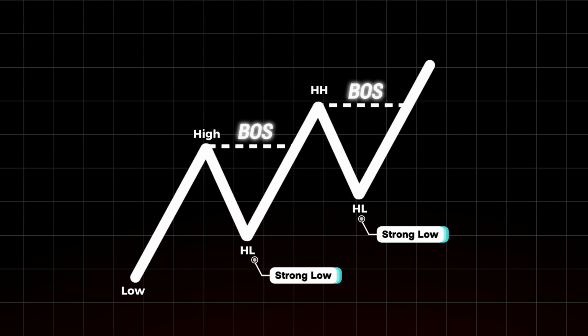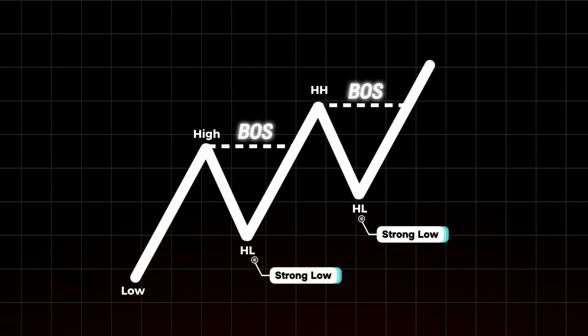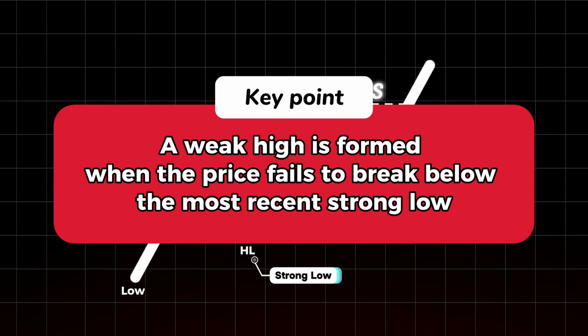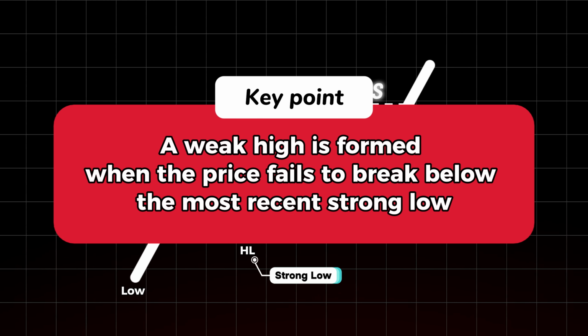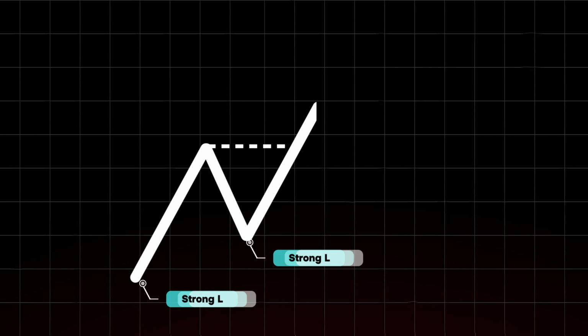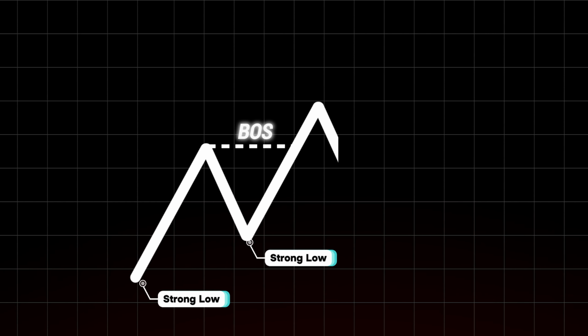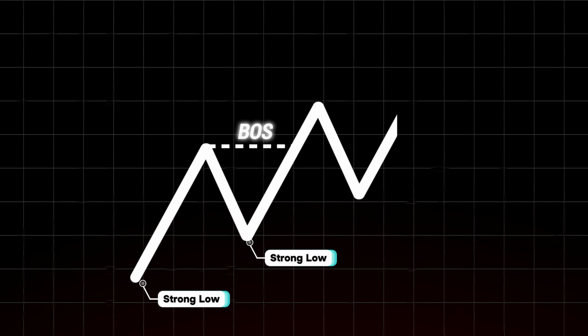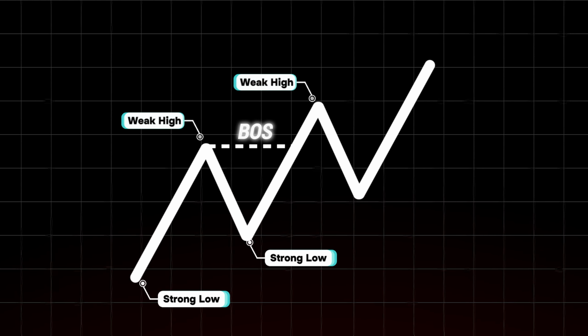However, within this bullish framework, weak structural points also emerge. A weak high is formed when the price fails to break below the most recent strong low. For instance, after a break of structure and the formation of a strong low, the price retraces but does not violate this support level. Instead, it initiates a pullback, leading to the creation of a weak high.